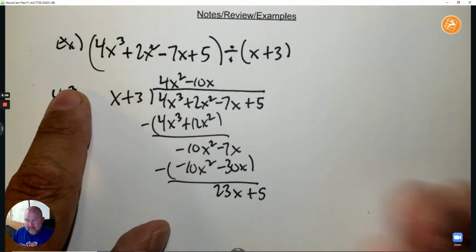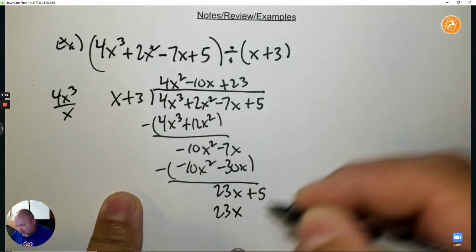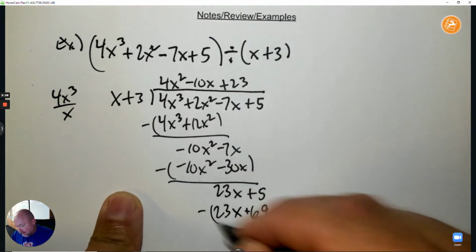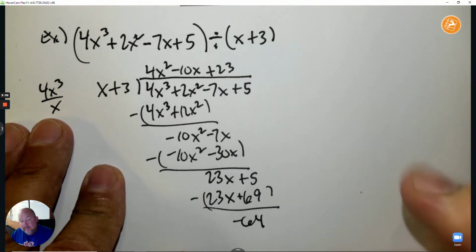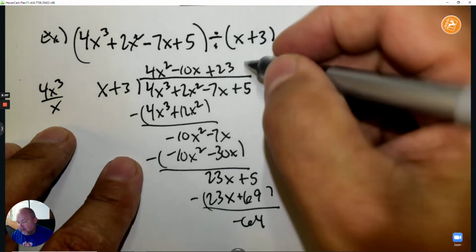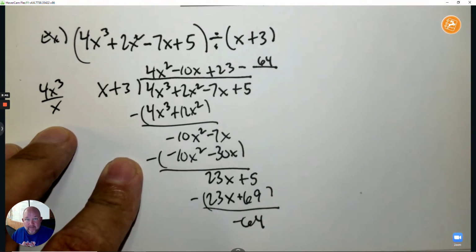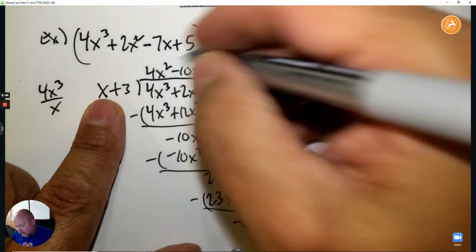23x divided by x. 23 times 3. And then be careful to subtract correctly. Now, we're not going to write the remainder like r negative 64. Instead, we're going to do a fraction. That 64 is the numerator, and then the denominator is your divisor, and you have your answer right there.